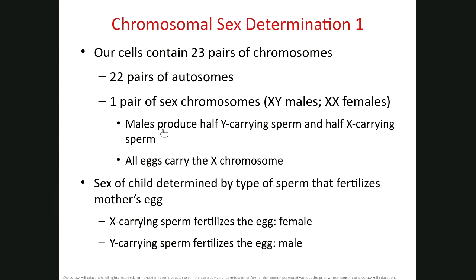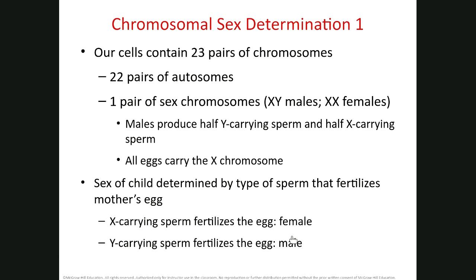Okay. Chromosome sex determination. Our cells contain 23 pairs. 22 pairs are autosomes, while the last pair is the sex chromosomes. The sex chromosome pair could be either XY or XX. Now, all eggs from the ovaries will always be X, while the sperm can either have an X or a Y. There you go.